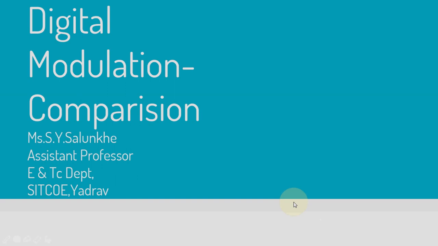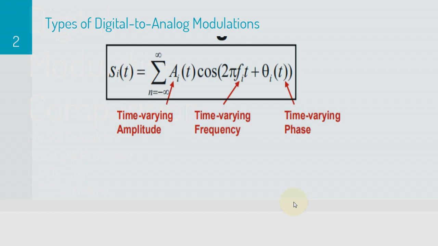Hello students, today we are going to compare all the digital modulation schemes which we have already studied, like ASK, FSK and PSK. So let us revise these schemes. Types of digital to analog modulation.